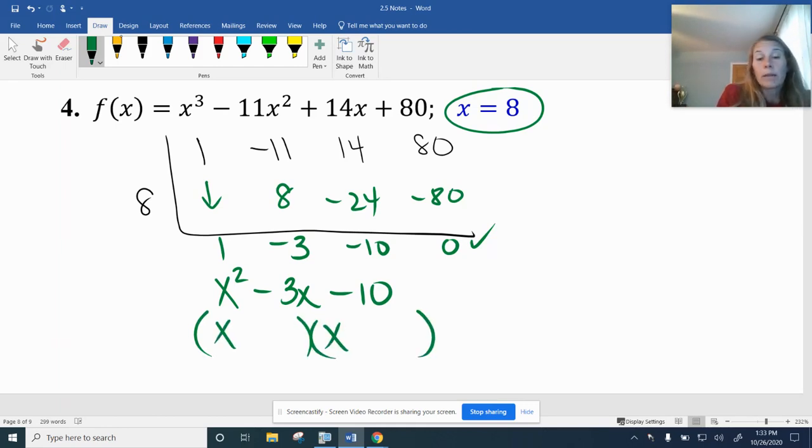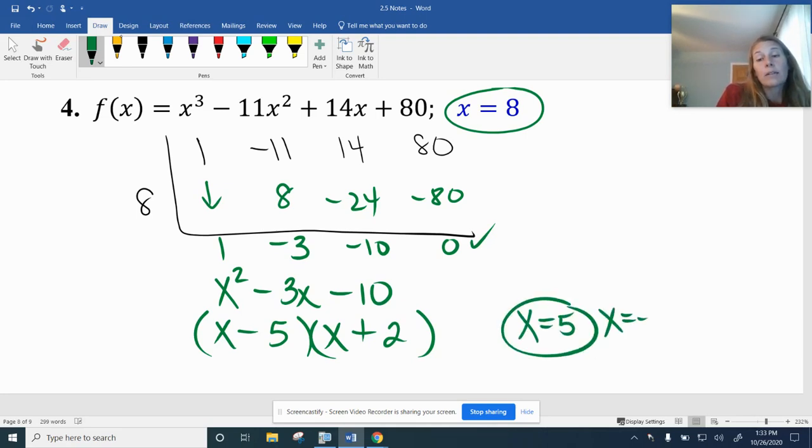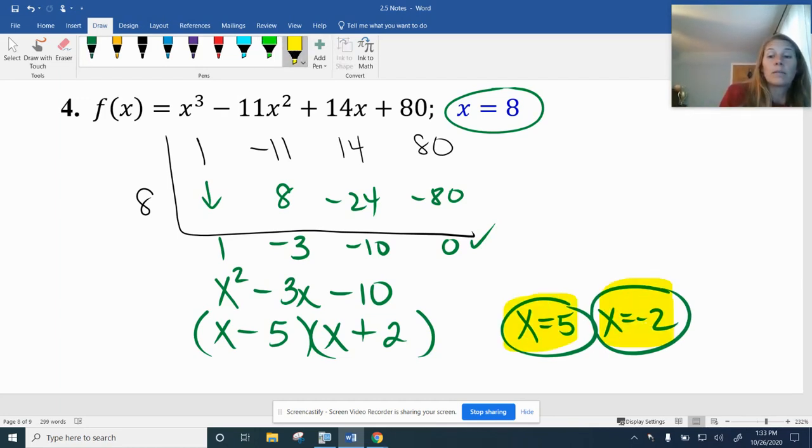The two numbers that multiply to 10 that subtract to get 3 are 5 and 2, but since it's a negative 3, it's negative 5, positive 2. That means my solutions are x equals 5, x equals negative 2, and then of course the one that was given to us in the beginning, which was 8, and this is a cubic polynomial, so it makes sense that I would have 3 solutions. All right, I think we have 2 word problems left now.